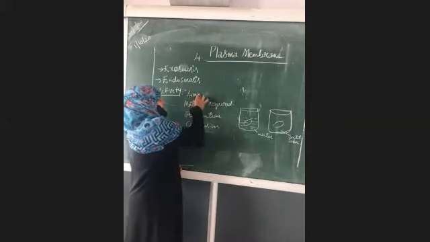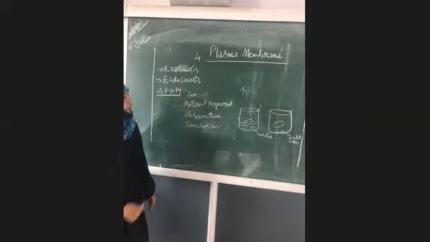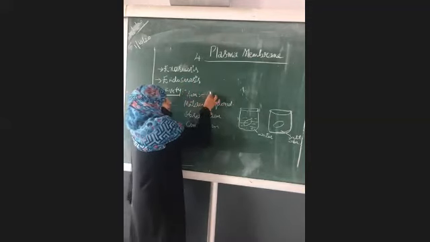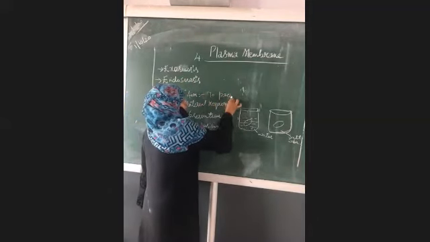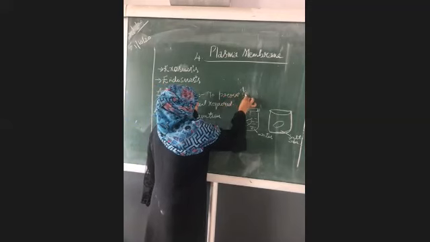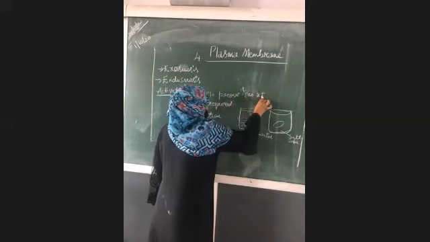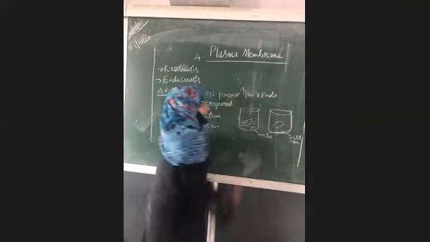Aim of the activity, just write down first. Write down the aim of the activity: to prove exo and endosmosis. This is the aim of the activity.